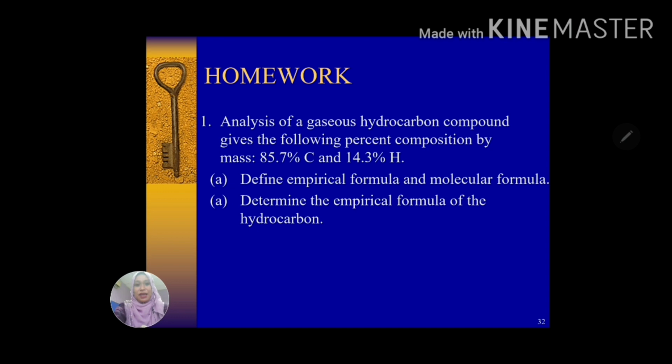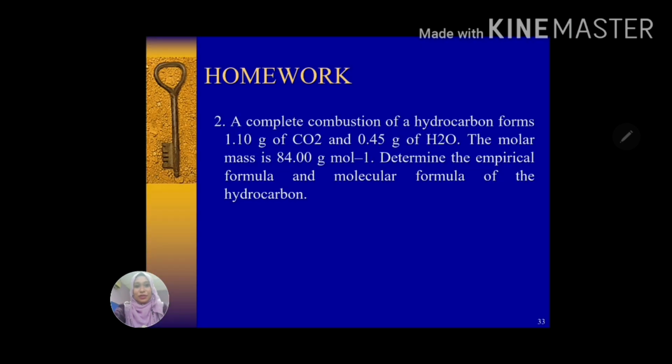So, as an enhancement question, a task for you, please answer these 2 questions. Question number 1, this one, and question number 2. You can discuss with your friends. Answer this on a piece of paper and submit it to me by the end of the class.